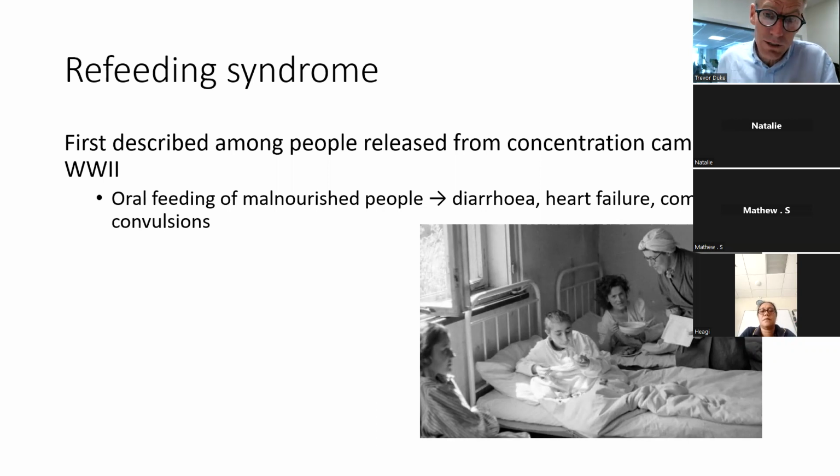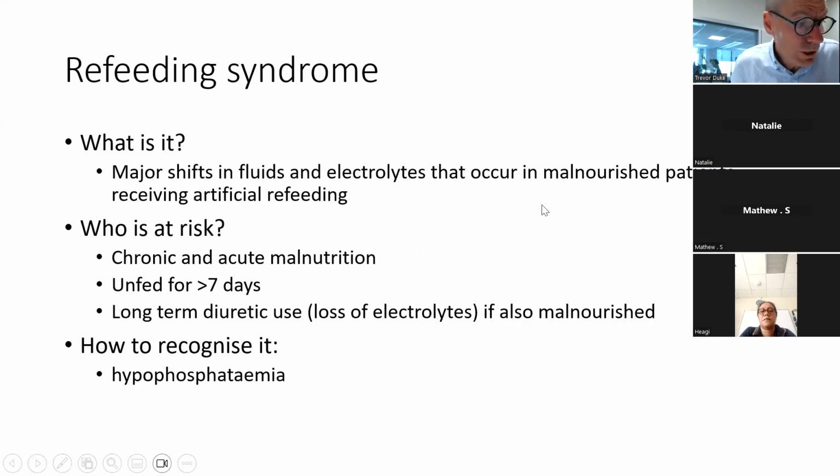So you would think that once you start feeding patients, they'll start to get better, but actually many of them got worse before they got better. Many severely malnourished people from concentration camps died of these complications. And from that came a good understanding of what refeeding syndrome was and how to prevent it. What it is, is major shifts in fluids and electrolytes that occur when people go from being malnourished or starved to being fed.